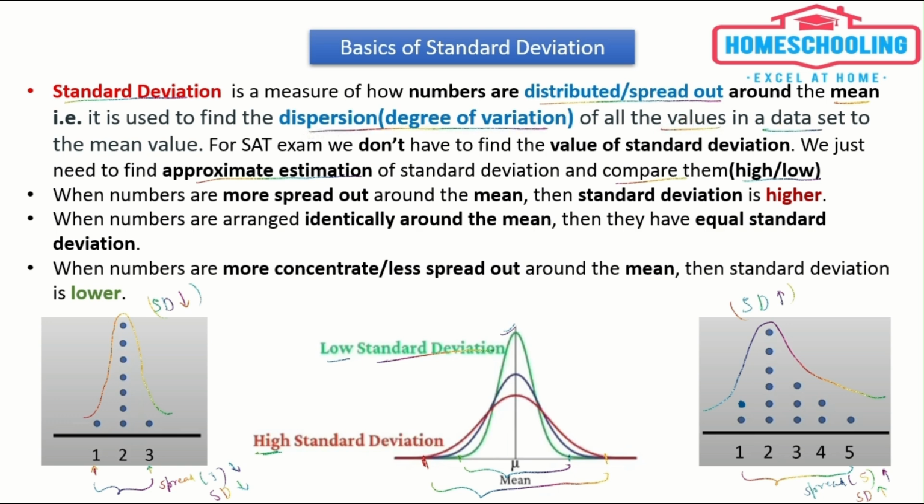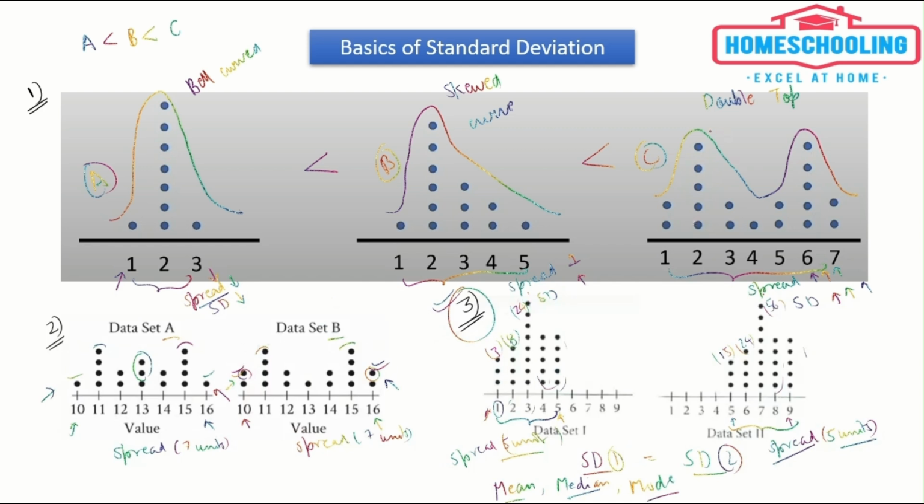So whenever we get a double top graph, as we can see, it will go somewhat like this. So we have a double top here, and similarly we have a double top here. Whenever we have a double top graph like this and an equal spread, then we have to check the outliers, the starting and the end point. The data set which has more data points at the outliers will have the highest standard deviation. So here we have 2, here we have 2, and here we have only 1 at the start and the end point. So this will have lower standard deviation, and this is going to have higher standard deviation.